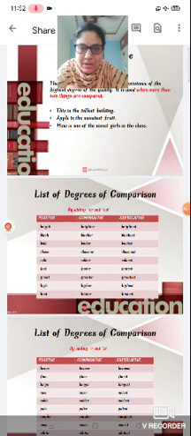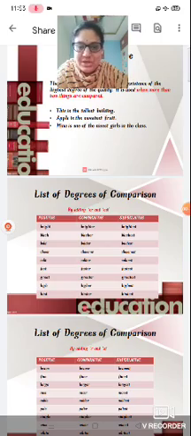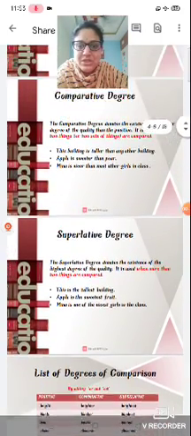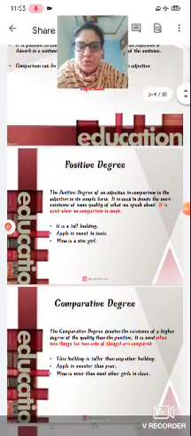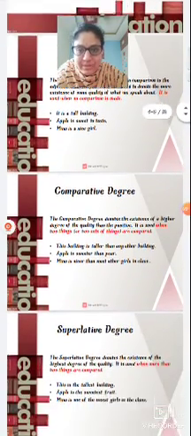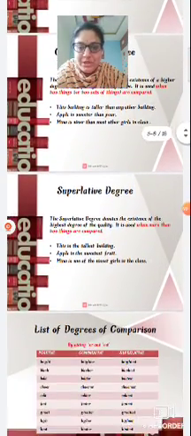Yesterday we stopped at the degrees of comparison, so I'm continuing now. Degrees of comparison for the second year students, fourth semester. How many types of degrees of comparison are there? Yesterday we talked about that. We have seen the positive degree, the superlative degree and the comparative degree. These are the three degrees of comparison: the positive degree, the comparative degree, and the superlative degree.